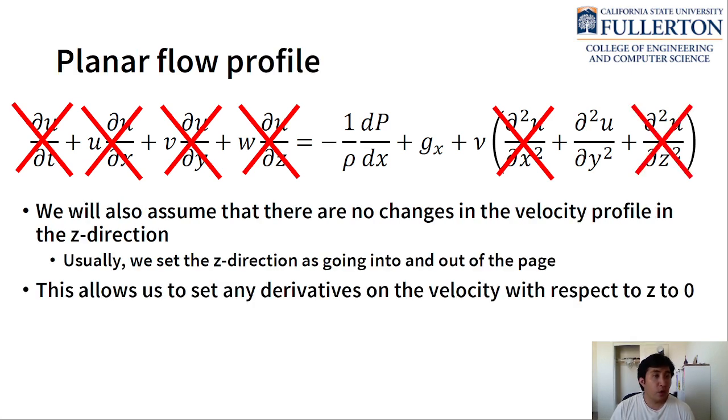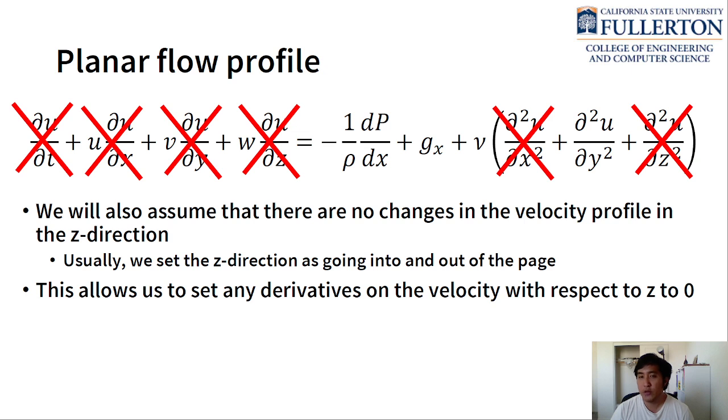All right, next one we're going to assume a planar flow profile, and so this tells us that we're going to assume that we have no changes in the z direction. Traditionally, the way we usually draw problems, the z direction is usually going into the page and out of the page, right? So x is horizontal, y is vertical, and z is coming out right at you. We're going to assume that we have no changes in that direction.